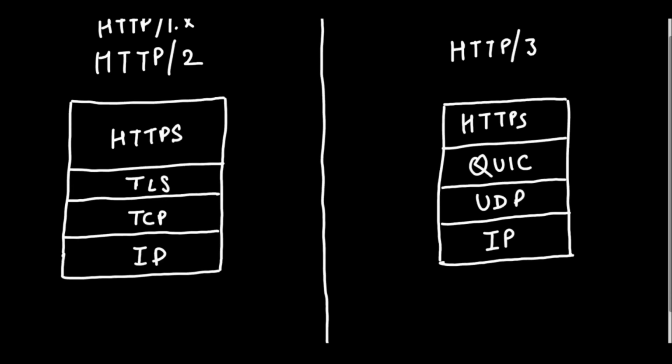Okay, so let's first understand the stack difference between HTTP 3 and the earlier versions of HTTP like 1.x and version 2. The earlier versions were based upon TCP, and the latest version, HTTP 3, is based upon UDP, which is not connection oriented. Over the top of UDP, HTTP 3 is using QUIC, which basically provides security by default in HTTP 3.